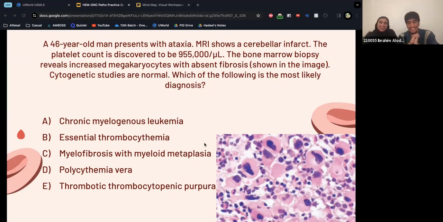Okay, a 46-year-old man presented with ataxia and MRI shows cerebellar infarct. The platelet count is discovered to be 955,000. The bone marrow biopsy reveals increased megakaryocytes with absent fibrosis, which is shown in the image. Cytogenetic studies are normal. Which of the following is the most likely diagnosis?